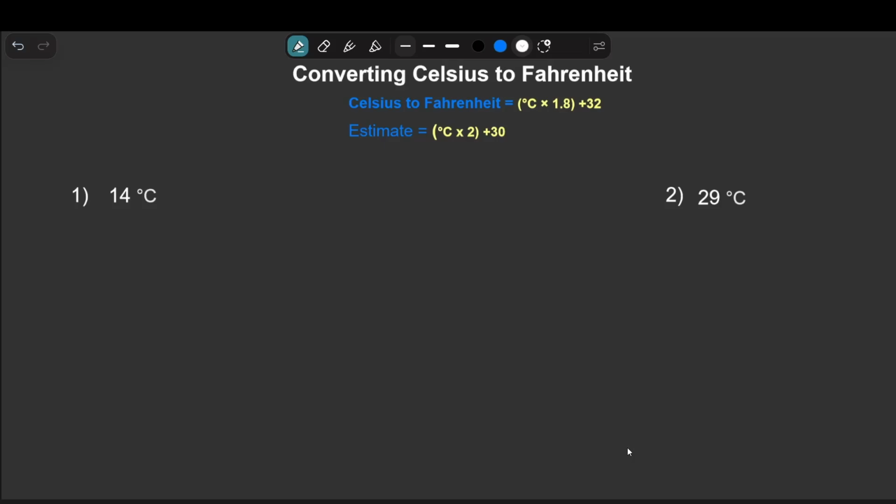We have two examples that we're going to go through together in order to get the answers. The first example is 14 degrees Celsius, and the second example is 29 degrees Celsius.